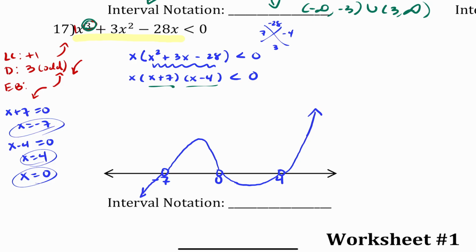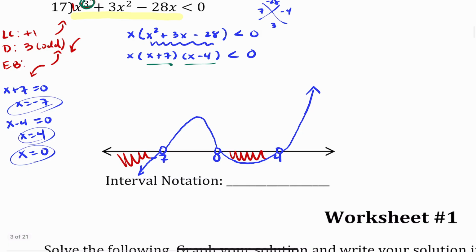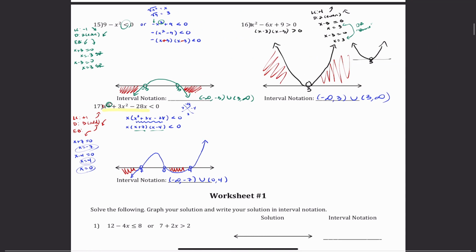Now, the next thing that we're going to do is shade. Since we have a less than symbol, we're going to be shading below the x-axis. We would be shading right here, right there, and is that it? Yep, that's basically it. So let's figure out the interval notation. We're going to start from -infinity all the way to -7, union 0 and 4. Both of these numbers should get a regular parentheses. And that's basically the wave.